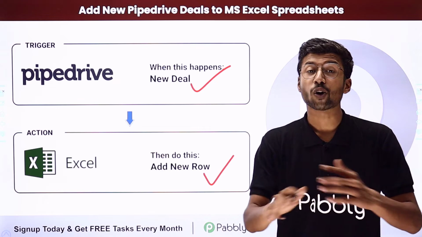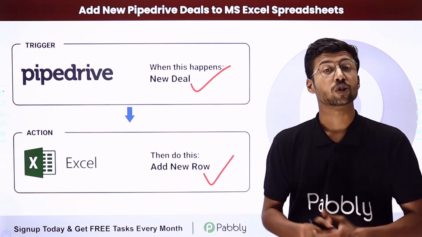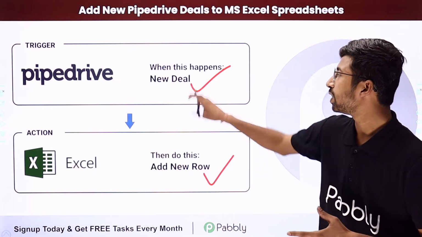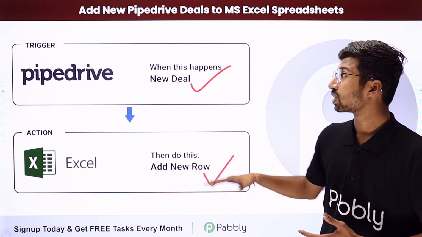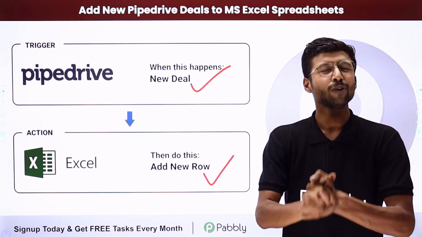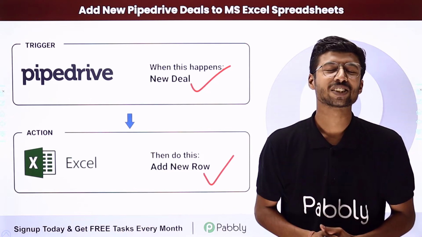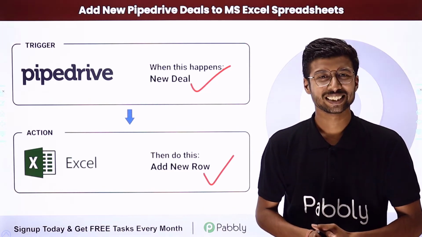And you can completely automate this process. Yes guys, it is possible. So the trigger of this automation will be new deal creation in Pipedrive, and the action will be addition of a new row with the details of that new deal. Now how can you set up this automation? To know this, you have to come with me to my screen.